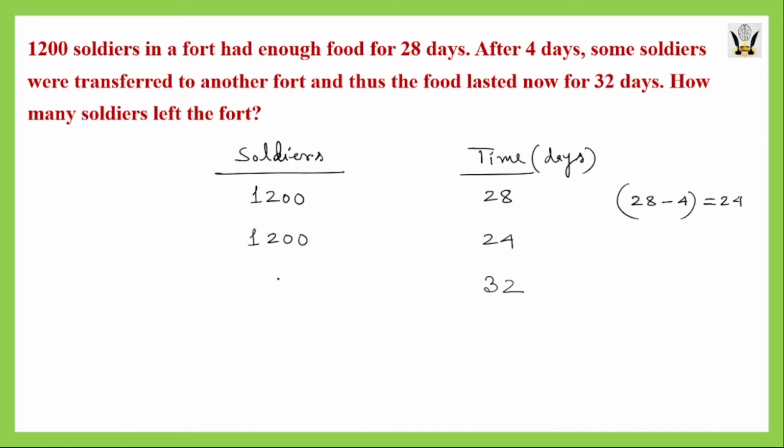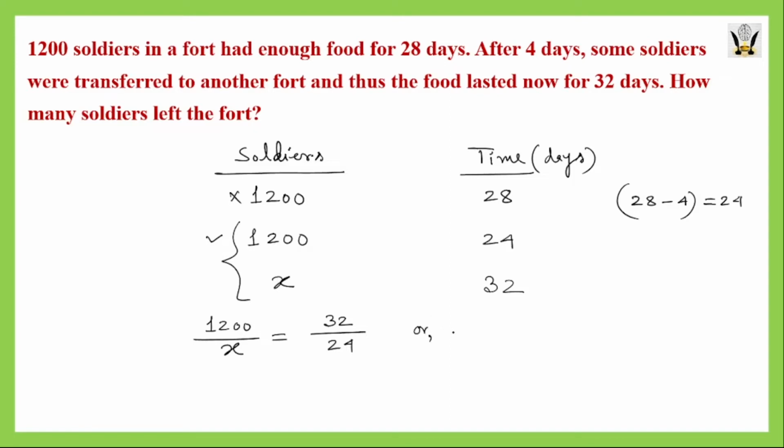Since we don't know how many soldiers we currently have after some soldiers left that fort, we will assume that value is x, and these two sets of values are in inverse variation. We will use the formula that we know. So it will be 1200 divided by x, and since they are in inverse variation, it will be 32 divided by 24. We will not take the first set of values, because based on that we have found the second set of values, and for the first 4 days the food has already been finished by 1200 soldiers. So this is the new set of values that we will be using.